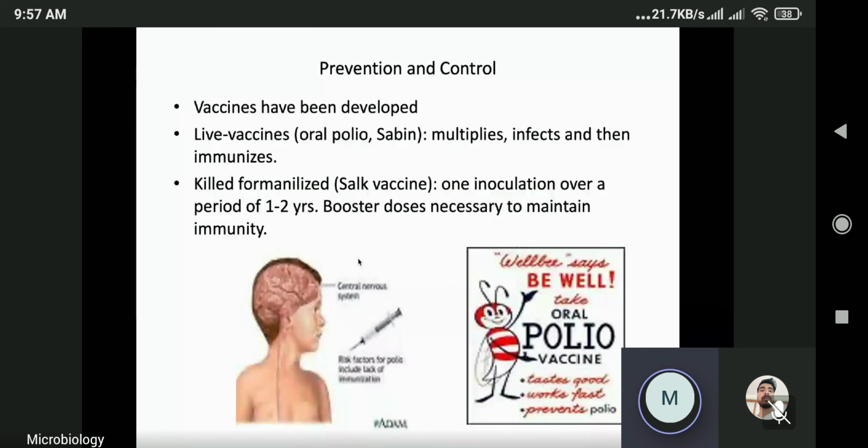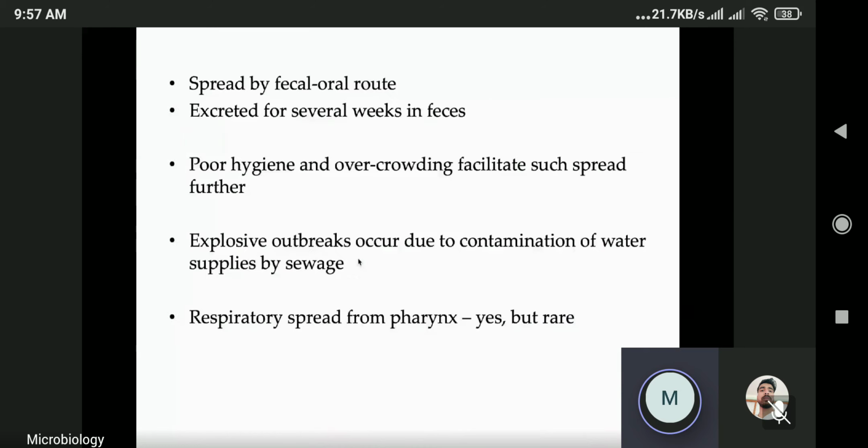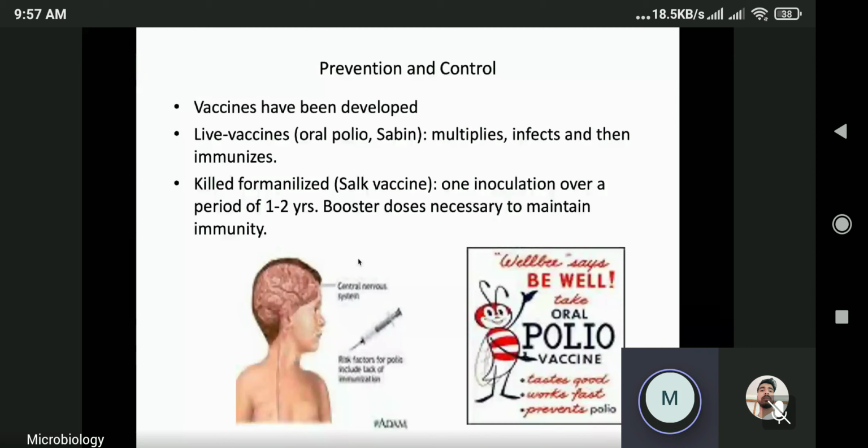As you all know, there is the oral polio vaccine, and then the injectable polio vaccine. That is, OPV and IPV. Live vaccines, that is the oral polio vaccines, were first introduced by Sabin. They multiply, infect, and then produce the antibody against the polio virus.